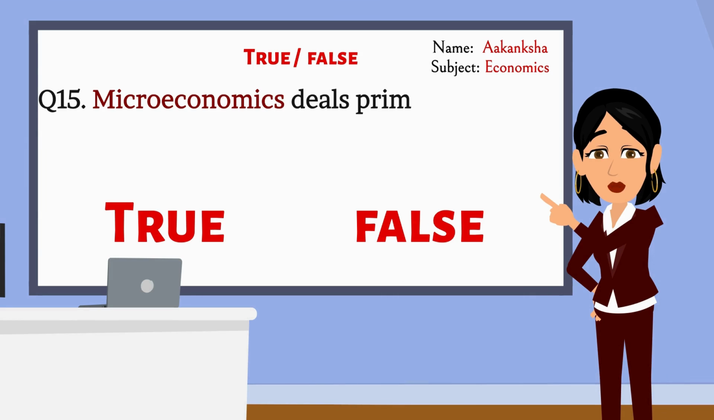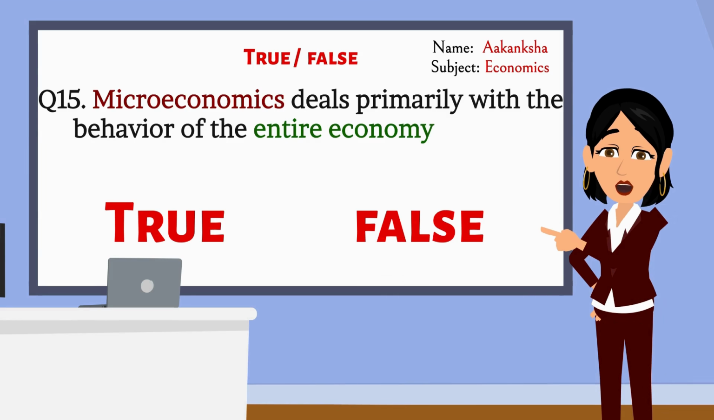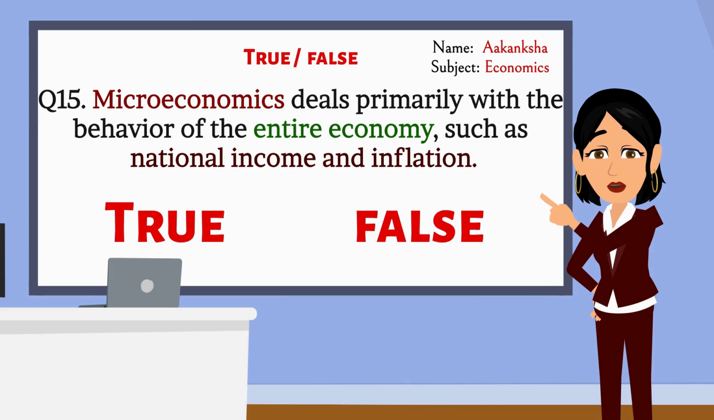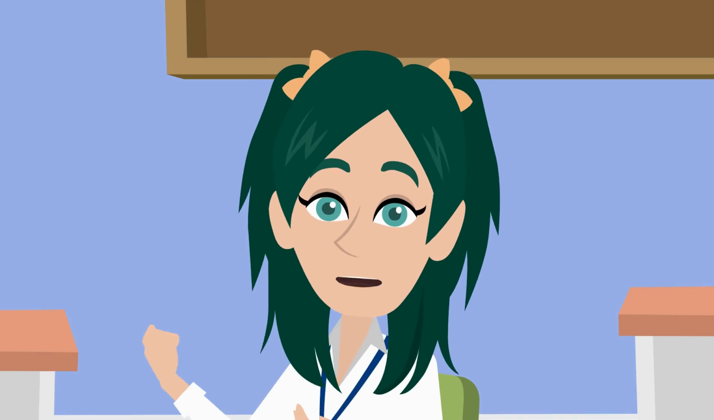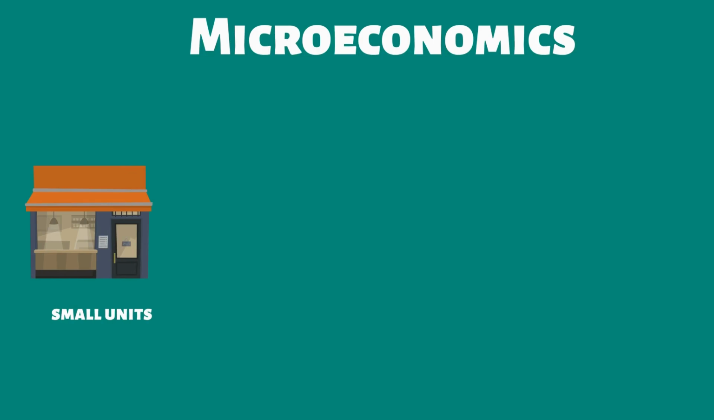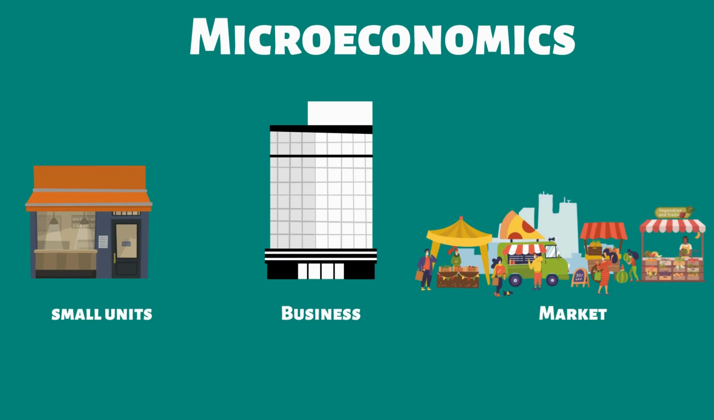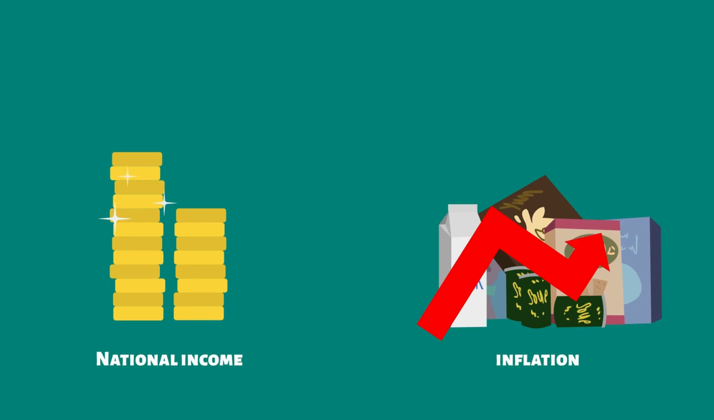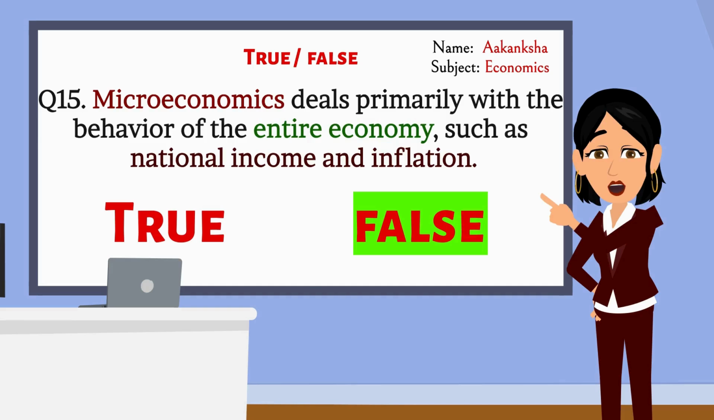Question 15. Microeconomics deals primarily with the behavior of the entire economy, such as national income and inflation. True or false? It's a false statement, ma'am. That's correct. Can you explain why it's false? Microeconomics looks at smaller units like households, firms, and markets. National income and inflation are part of macroeconomics. Well explained. Let's keep going.